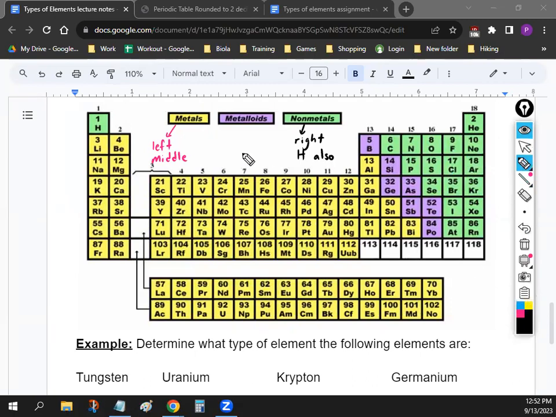And then for the metalloids, easy way to remember this is just think about where boron is. So you see boron on the periodic table right here. You're going to go boron, and then you just go diagonal down. Okay, so if you guys notice, if you go diagonal from boron, that's where the metalloids are. And that's pretty much it.